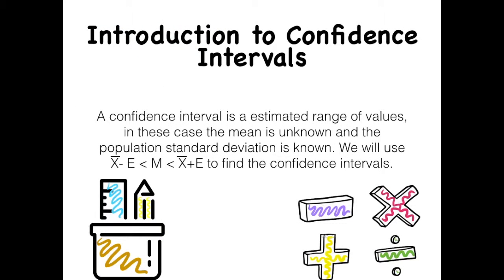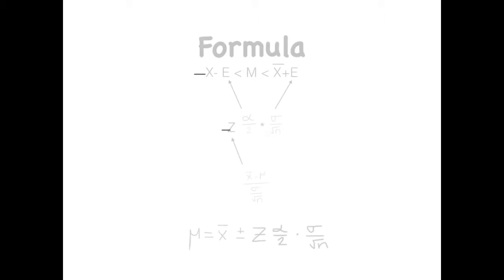Introduction to confidence interval. A confidence interval is an estimated range of values. In this case, the mean is unknown and the population standard deviation is known. We will use this formula to find the confidence intervals. Okay, so now we will see the formula of the confidence intervals.